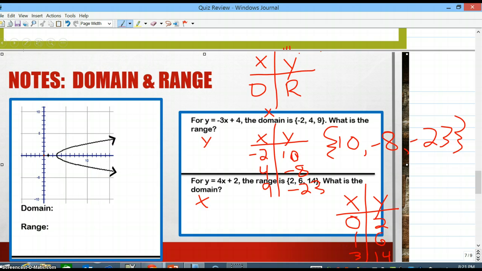And so, what is the domain? The domain in this problem is going to be 0, 1, and 3. And now I am done. I have found domain and range.